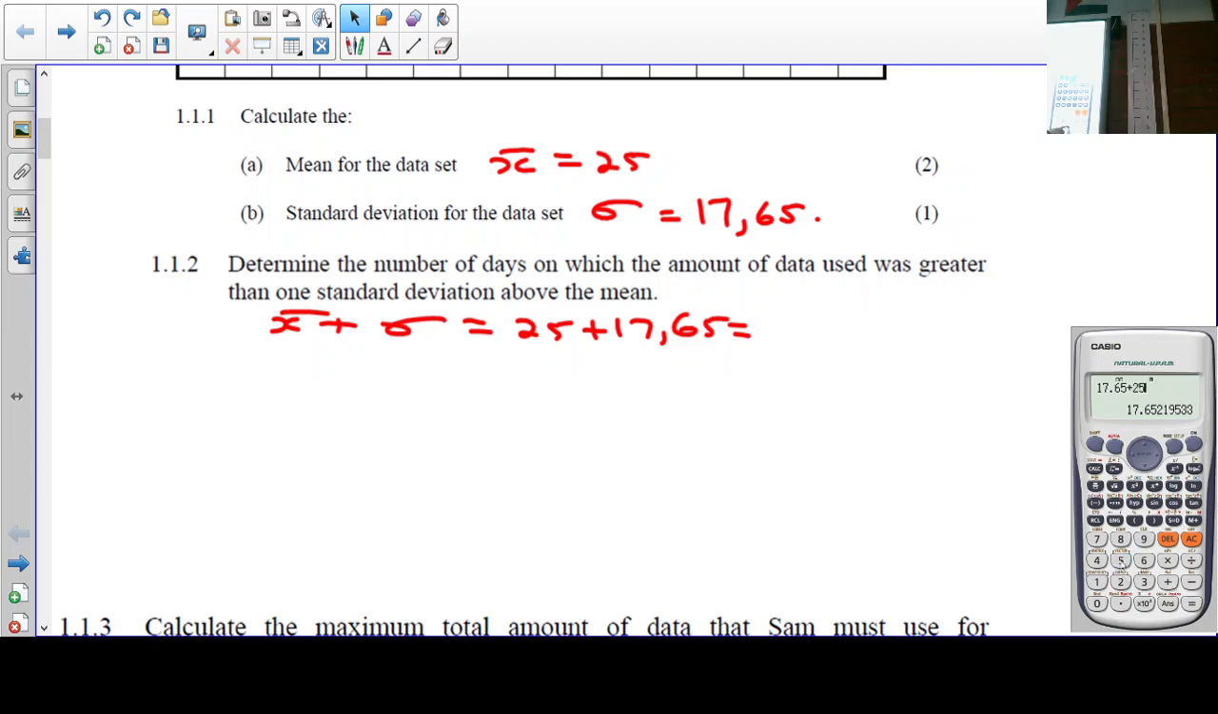$17.65 plus 25. I know most of you can do this in your head. Not so young as you guys. So it's 42.65.